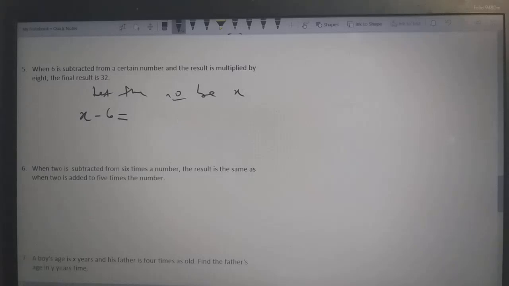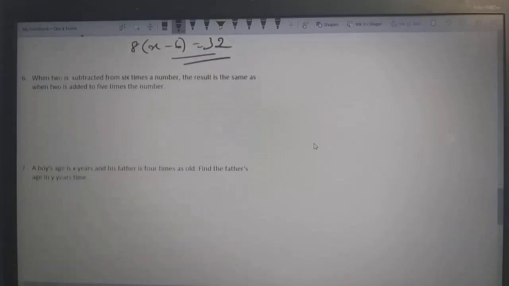I won't put my equals to now. Do you know why? The reason is because there is a situation of the final result, so I would just want to solve this in one line. So the result of x minus 6 will be multiplied by 8. So you are doing 8 times that. And they say when you do that, the final result will be 32. So bringing these together, we can have 8(x minus 6) equals to 32. Do you understand? That's an equation already. We can solve for x. But we are not solving today, just to look at how to interpret it.